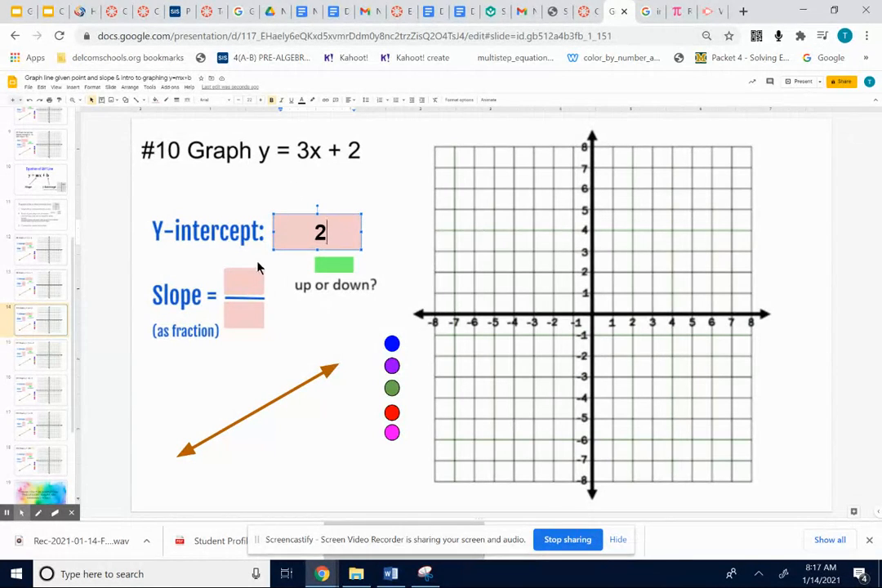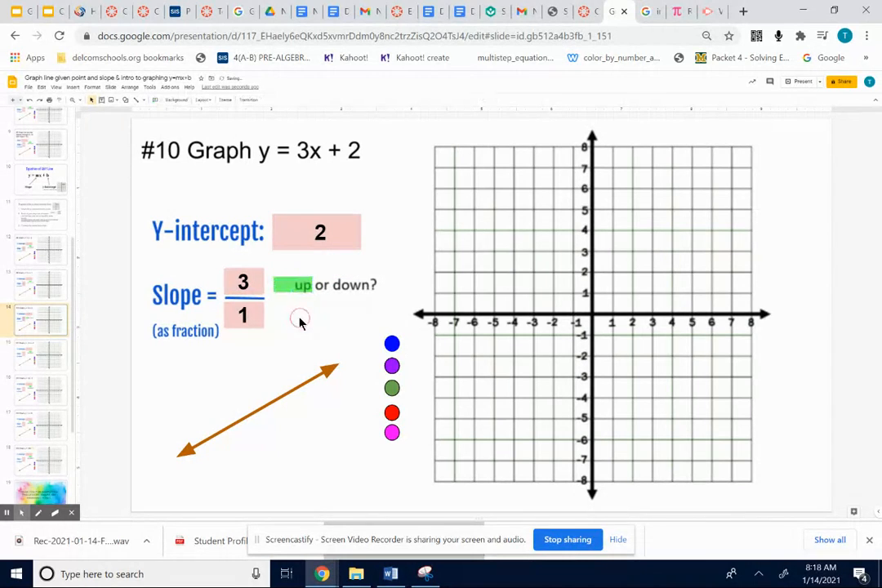The slope is 3, but I want to write it as a fraction. To change 3 to a fraction, just divide 3 by 1. My y-intercept is 2. My slope is 3 over 1 as a fraction. And if my slope is a positive 3, it's going up. Or think of it as positive 3 for the rise means up. Positive 1 for the run means over to the right.